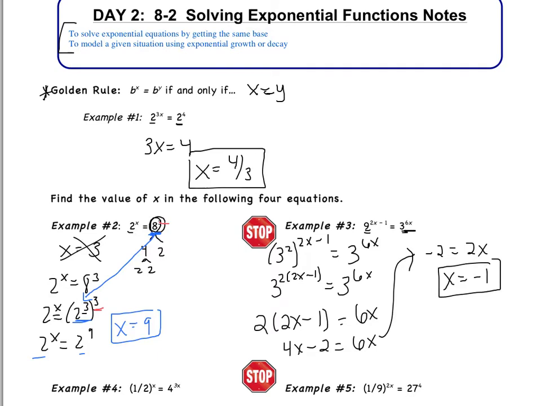Hopefully you got that one right. The key was remembering or figuring out that 9 is 3 to the second power, 3 squared. So if you did that, it was probably smooth sailing. If you missed it, that was okay. We are going to do a few more examples.